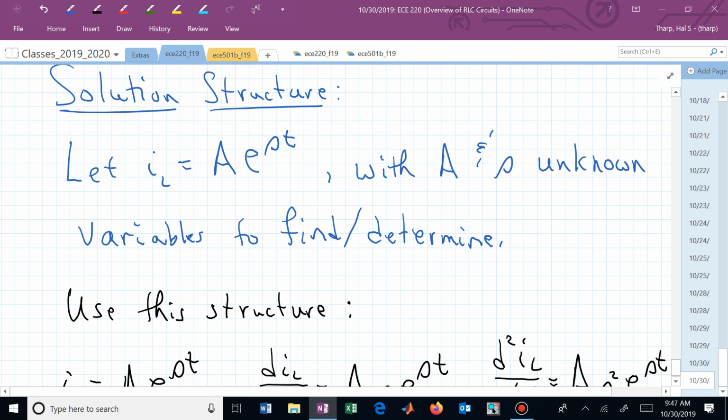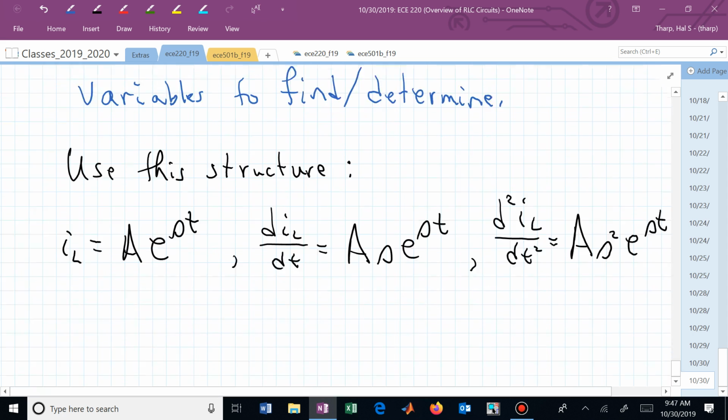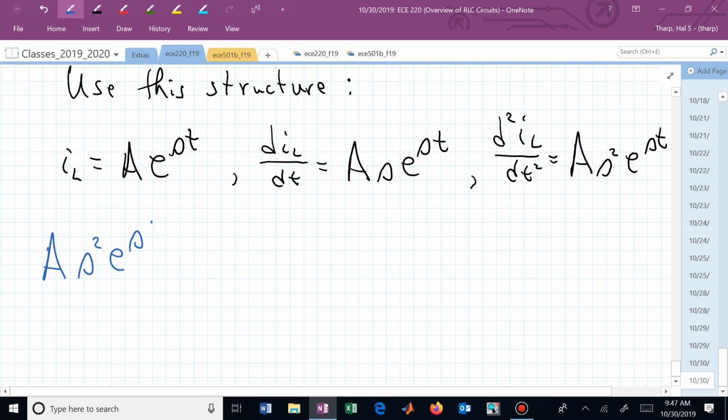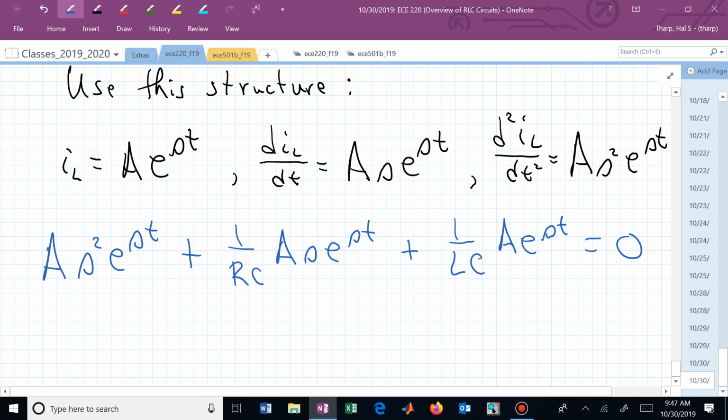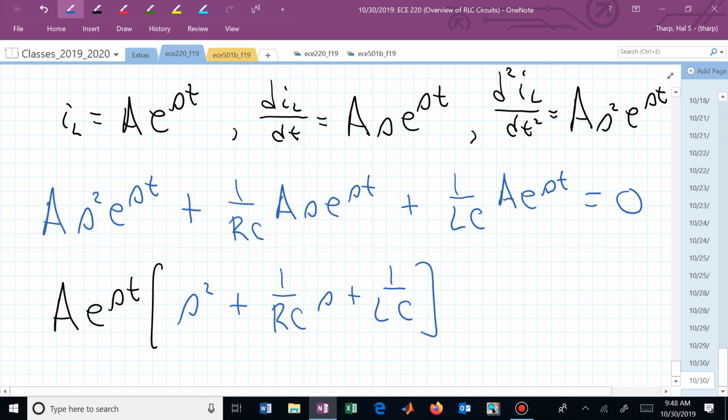If we now put those in where they belong into this differential equation that governs the natural behavior of this parallel RLC circuit, we end up with A s squared e to the st, that's the second derivative of I sub L with respect to time, plus 1 over RC times the first derivative, plus 1 over LC times I sub L. There's a common factor in all three of those terms, and it's A e to the st. We factor that out, and we're left with s squared plus 1 over RC s plus 1 over LC, and that's equal to 0.